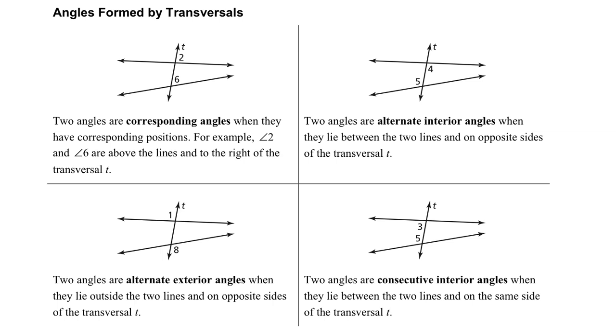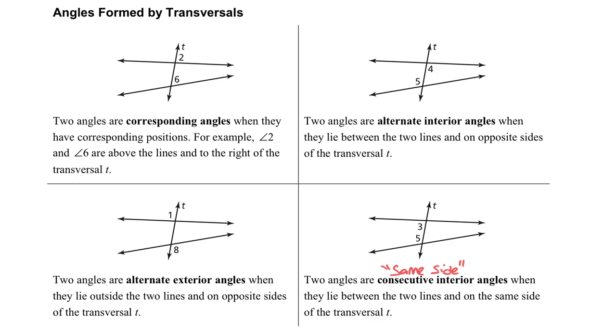And then we can have alternate exterior angles, which means they're on the exterior of the two lines that are cut by the transversal, but on alternating sides. Okay, so angle 1 and 8 are on alternating sides of the exterior. And then we have consecutive interior angles, and some teachers in some different textbooks will also call this a same side interior angle.